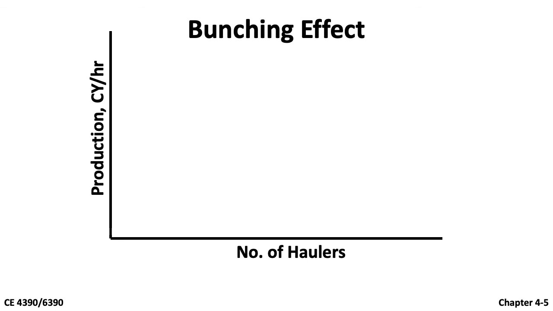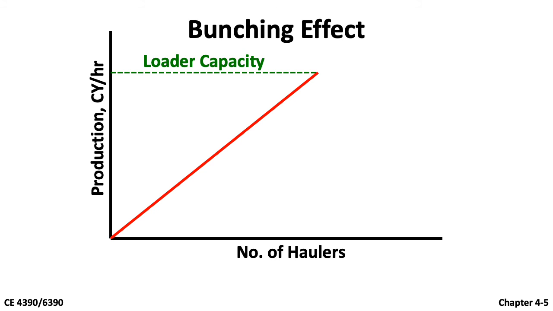So let's see how the production is related to the number of haulers. This is the loader capacity line. The production of the whole system cannot exceed this limit. When you increase the number of haulers from 0, the production will increase until it reaches the loader capacity. This point is called the balance point. The truck production cannot exceed the loader capacity, and after this point, the production line will go horizontally. No increase in production even though you increase the haulers.